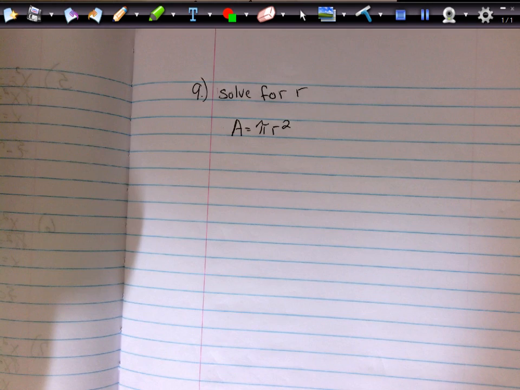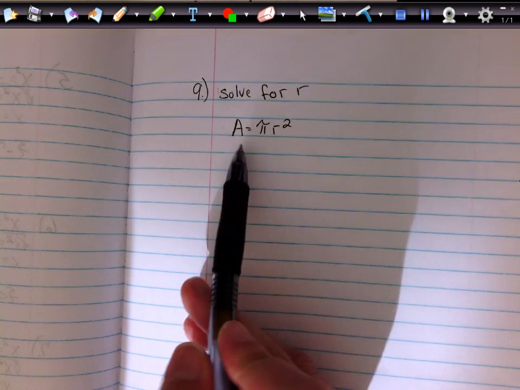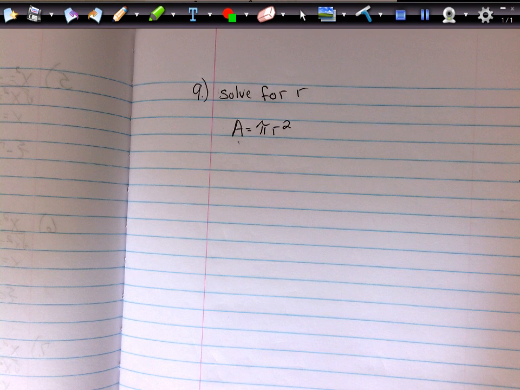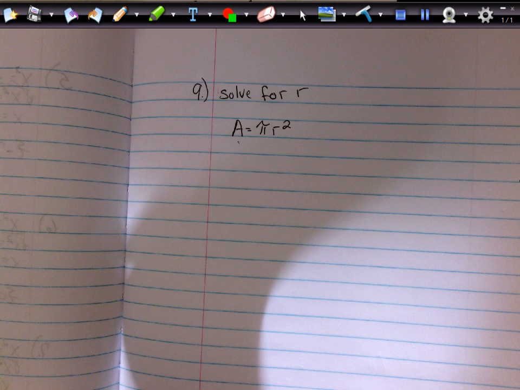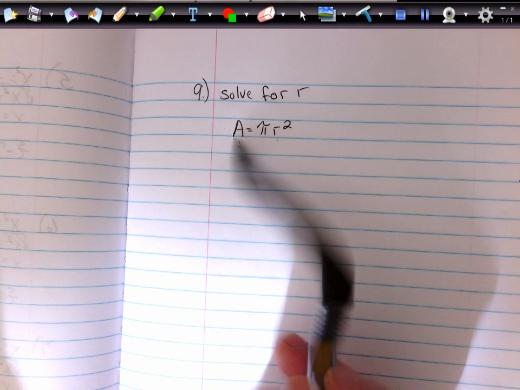All right, number 9 is a little bit different. Number 9, our directions say solve the formula for r. So we're going to solve this formula for r, and this is A equals pi r squared. And when it says solve for r, all that means is get this r by itself. Right now the A is by itself. They want the r by itself.